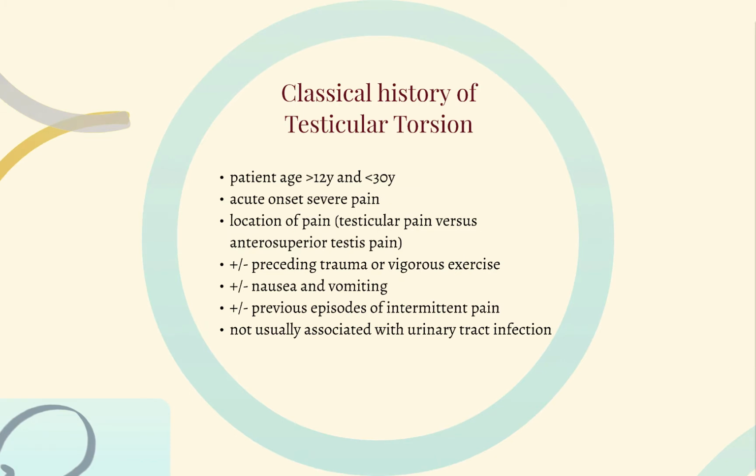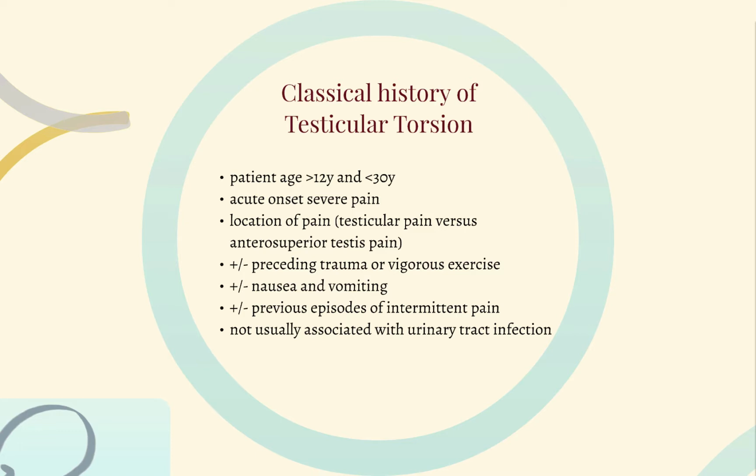Important classical history findings of testicular torsion include patient age between 12 and 30. It can also occur at any age, occurring before birth and in neonates too. Patients typically present with sudden onset severe pain. If severe pain coming from the testicle itself, think about testicular torsion. If pain is coming from a specific anterior superior testicular pain, think of appendiceal torsion.